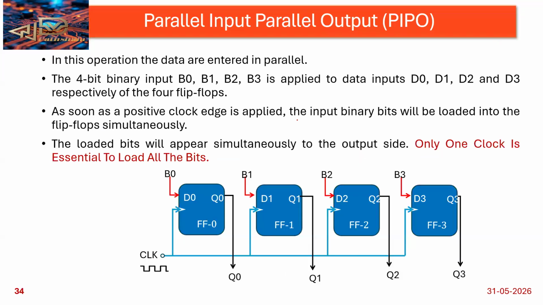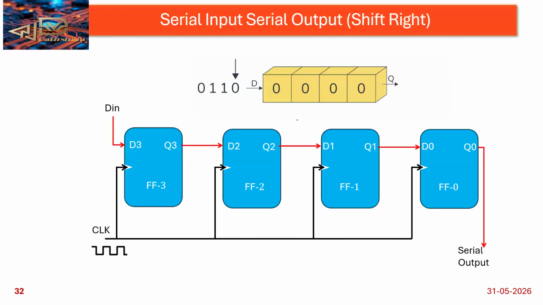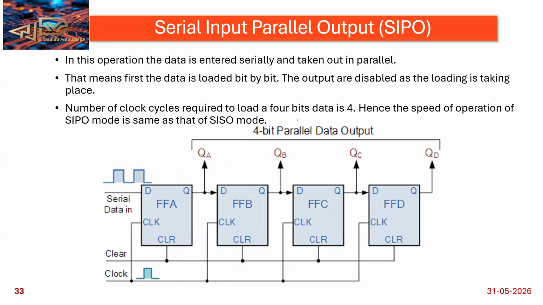Sir, one more question before this. Can you go to the serial in, serial out previous slide? No, the next slide: serial in, parallel out. Yes, sir. So here 4 clock cycles will be required for loading, and 1 clock cycle again will be required for retrieving, right? So 5 clock cycles? No, every time parallelly I'm getting the output.